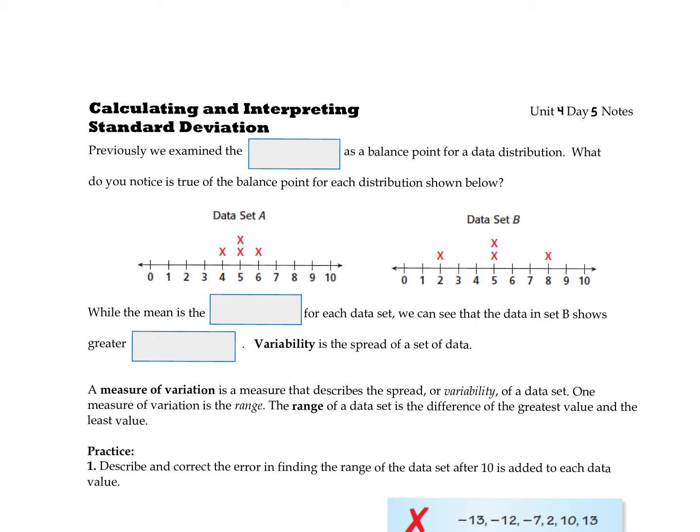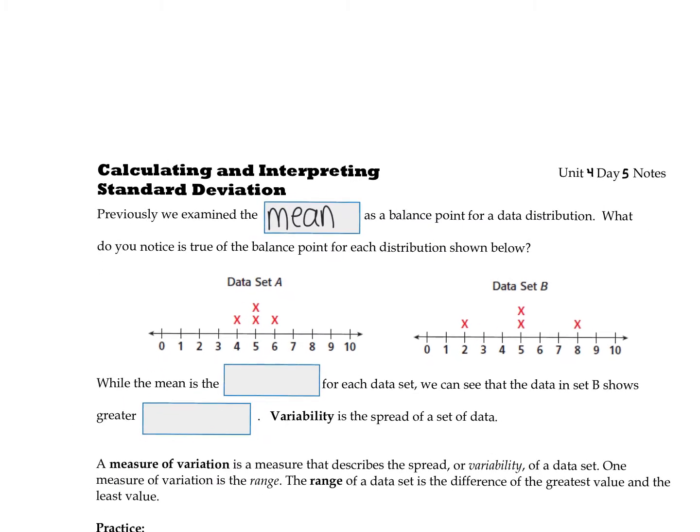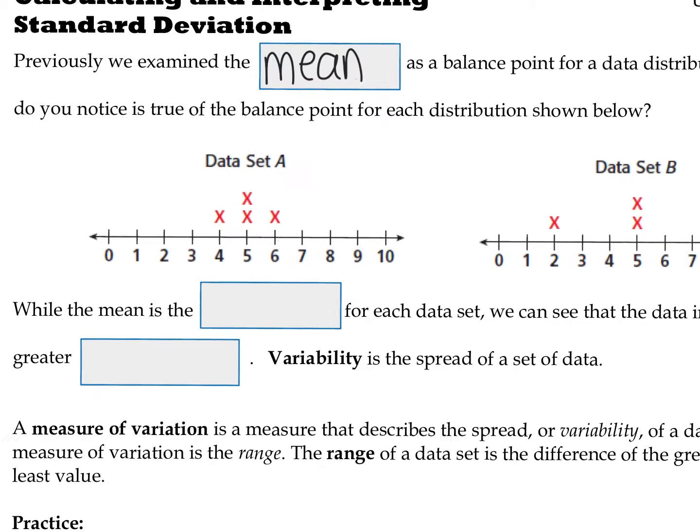So it says, previously we examined the blank as the balance point for the data distribution, and that would be the mean. The mean or the average as our balance of the data, what we're using to kind of describe the data. What do you notice is true for the balance point of each distribution shown below?